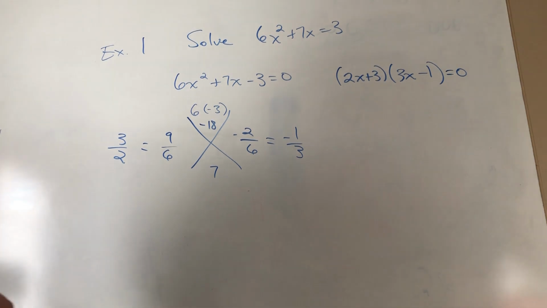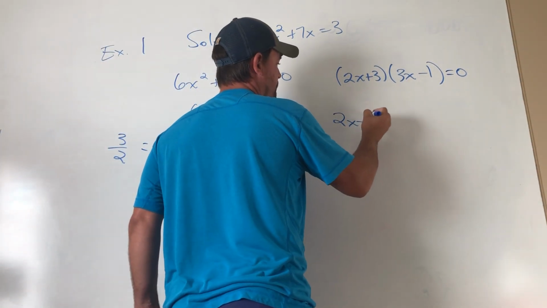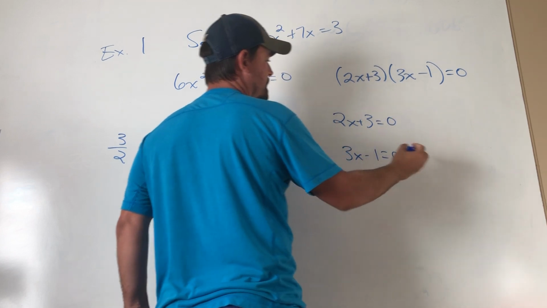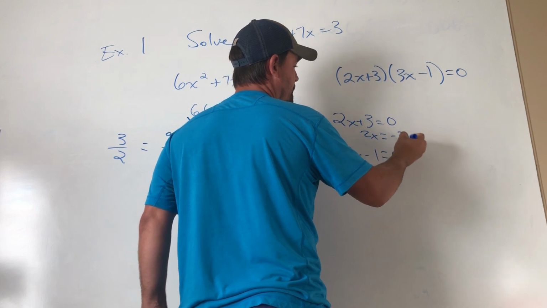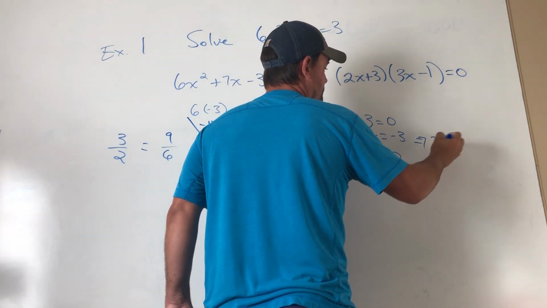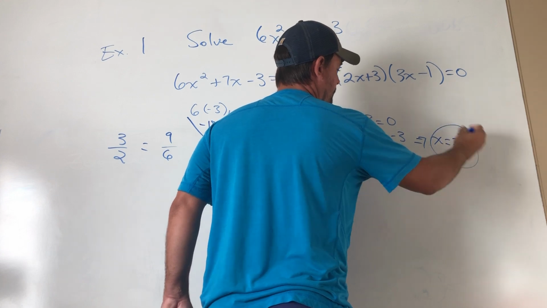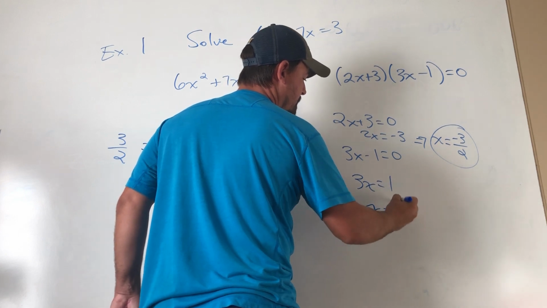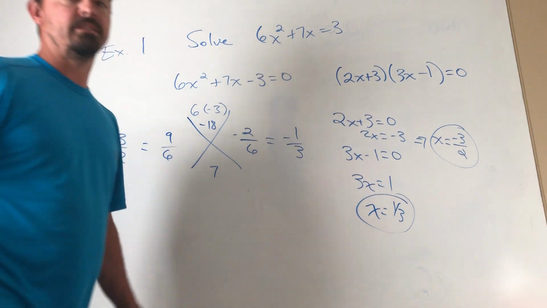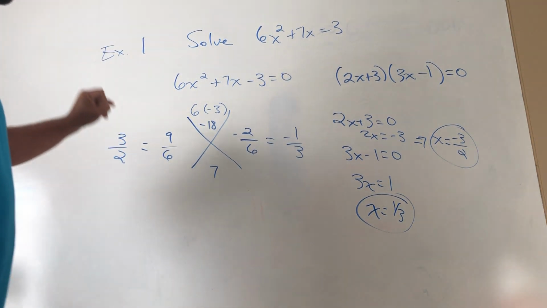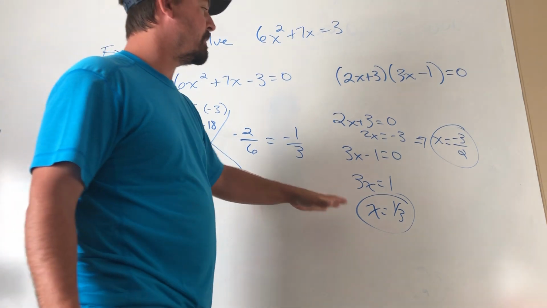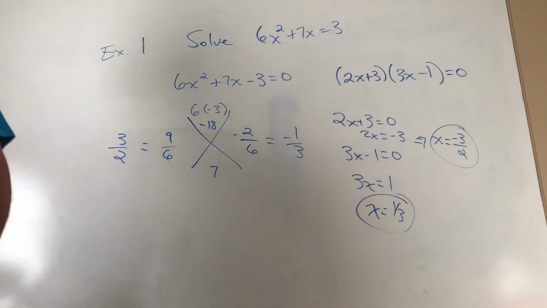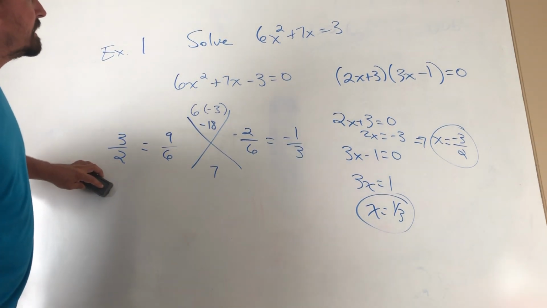Alright, now I can set both pieces equal to 0. 2x plus 3 equals 0. 3x minus 1 equals 0. And I could solve both. So here I get 2x equals negative 3, which tells me that x equals negative 3 over 2. That's one answer. Here, 3x equals 1, so x equals 1/3. That's your other answer. So now we've gone from a quadratic equation, we factored it, and then we used the zero product property to find our two solutions. Feel free to pause at any time, catch up, and write down what you need to write down.